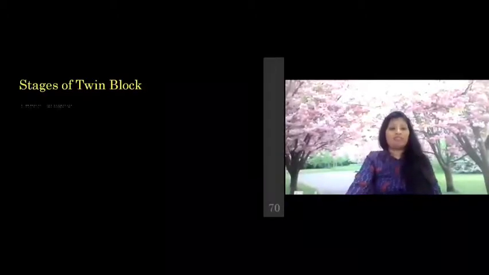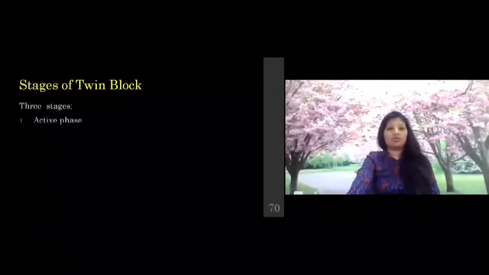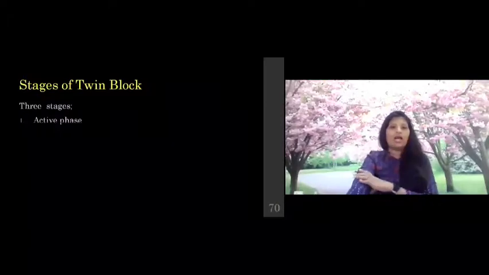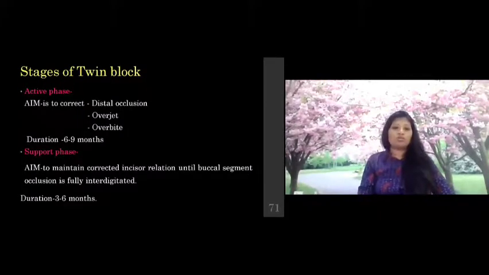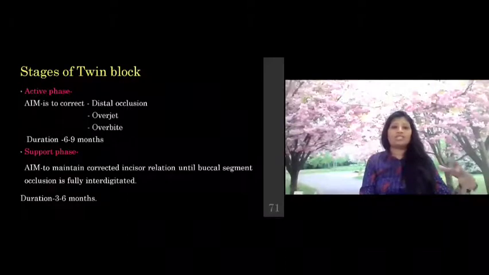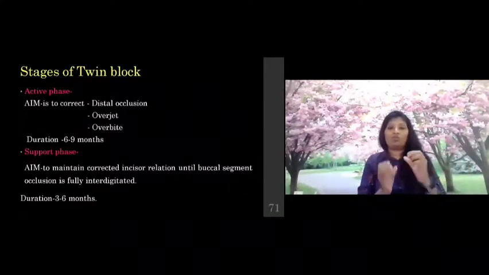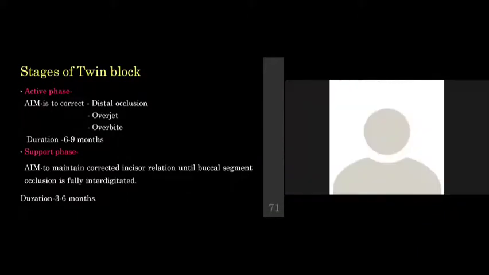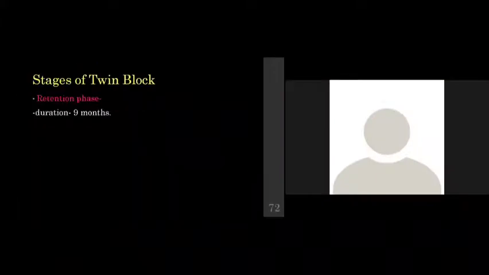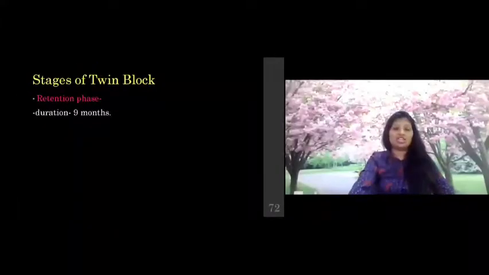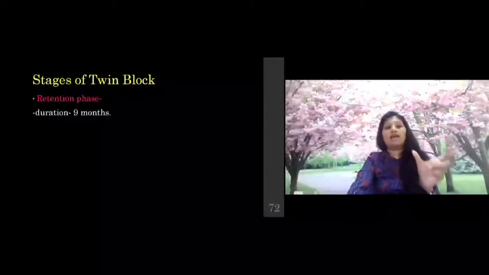Stages of twin block: you have 3 stages here, active phase, support phase, and the retention phase. In the active phase, what you want to do is to correct the distal occlusion. You want to correct overjet and overbite, and it is for around 6 to 9 months duration. In the support phase, it is the maintenance phase where you want the premolars to erupt, and it is of 3 to 6 months duration. And then you have a third stage, that is the retention stage, and it is around 9 months duration.